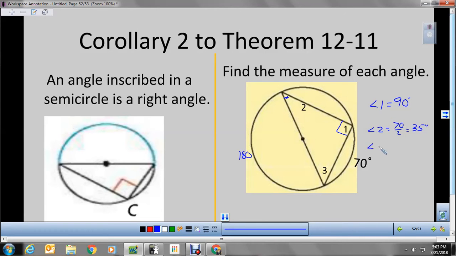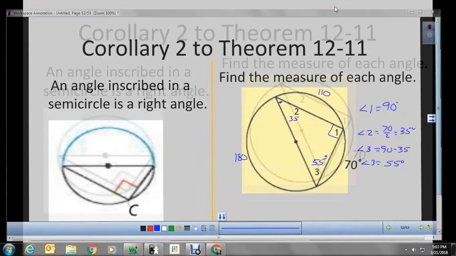Now there's two ways to find angle 3. If we know that this is 35 and we know angle 1 is 90, we can just do 90 minus 35, and that gives us that angle 3 is equal to 55 degrees. The other way to solve this is to know that if this half is 180, then so is this. And if this is 70 degrees, then you can do 180 minus 70 to get 110 for the arc that goes from here to here. Angle 3 opens up to that arc, and so half of 110 would be 55 degrees.